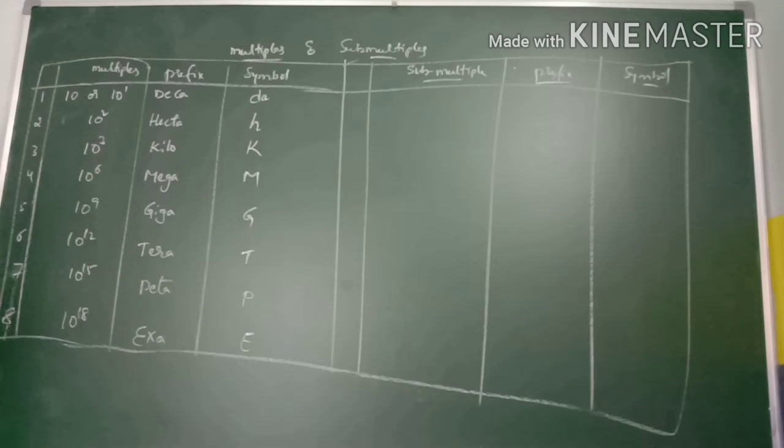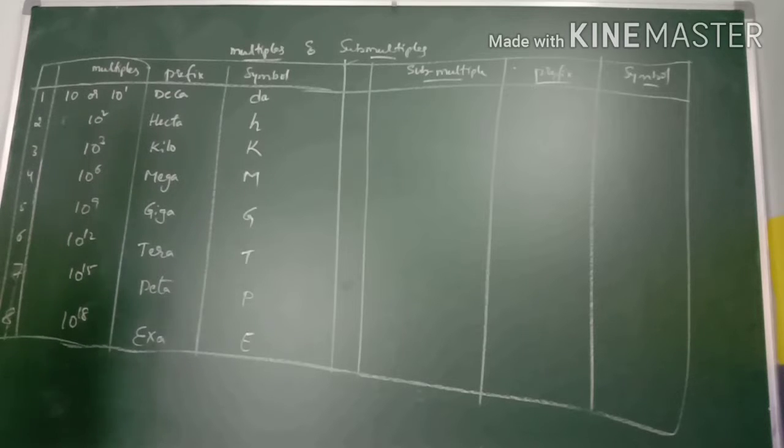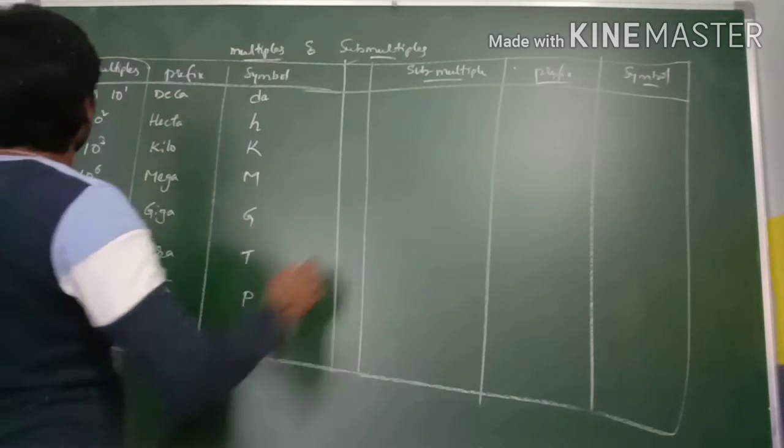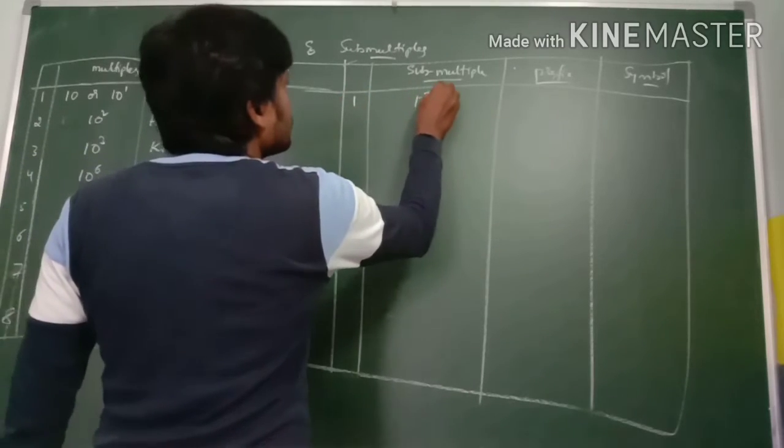There are two more, but up to this is enough. The remaining ones would be 10 power 21, but actually there is no need; up to 18 is enough. Exa. And coming to the submultiples, the first one is 10 power minus 1.